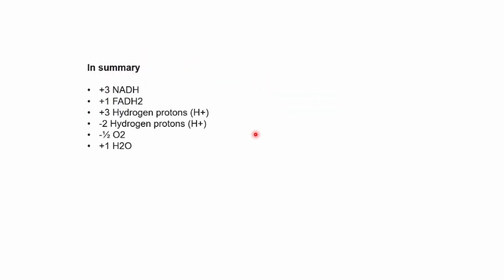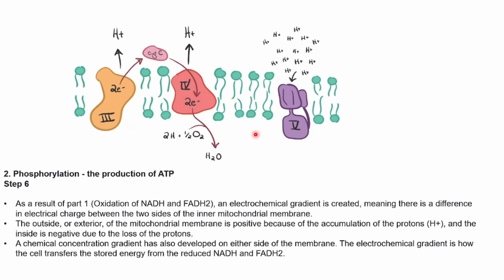So in summary, what happens? There are 3 NADH. There's one FADH2. There are 3 hydrogen protons pumped out. Then we have O2, which receives the electrons, and H2O is formed. These are the previous steps.